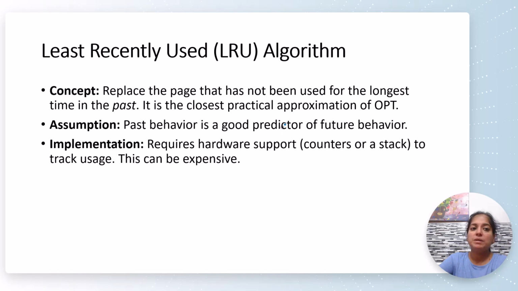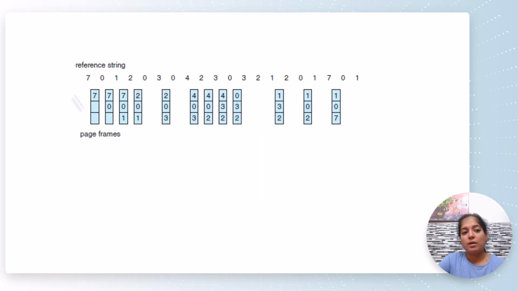Then another algorithm is least recently used. It says replace the page that has not been used for the longest time in the past. It is based on past behavior, irrespective of the optimal algorithm, which is based on future behavior. So, like 701, now 2 is required. If we see the page which has been used in the past, 7 was used in the past, like 107. So 7 will be used for swapping.